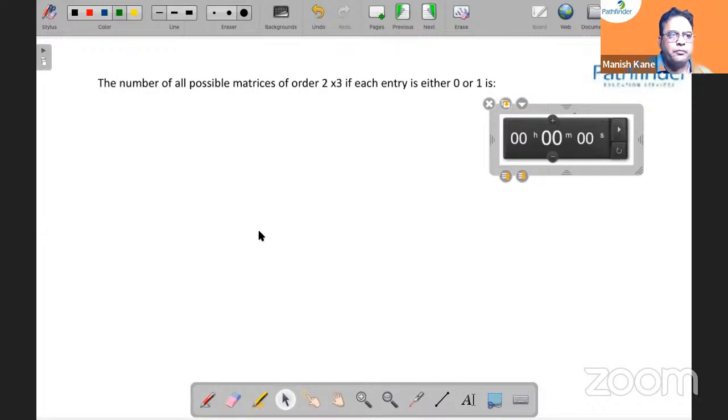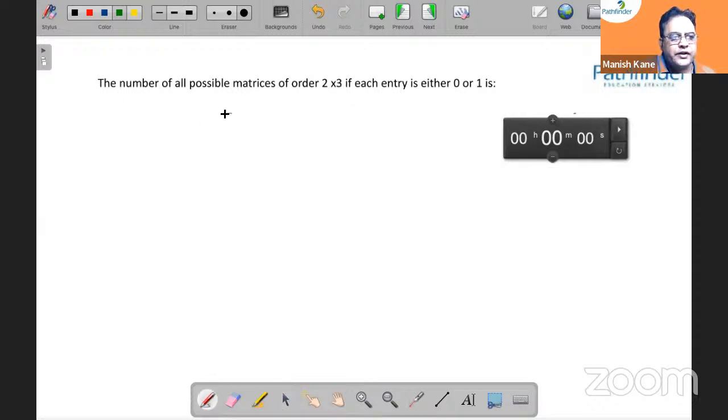Okay, so the number of all possible matrices of order 2 by 3. The first thing is, let us create a matrix of order 2 by 3. I'll call this A11, A12, A13, A21, A22, A23. So you all know this is a standard way of representing elements in a matrix. A11 represents first row, first column. A21 means second row, first column.